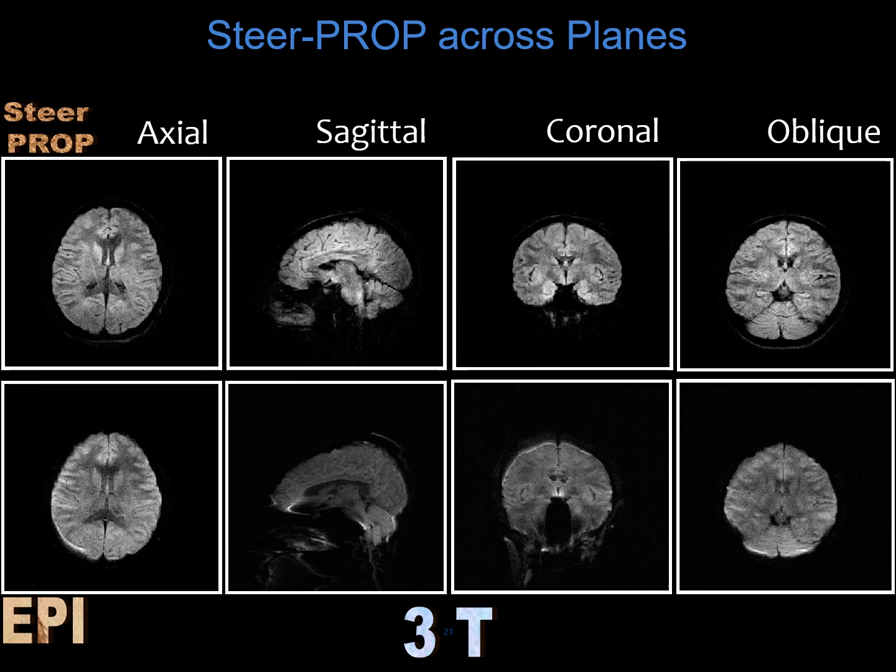In the final experiment, we compared the performance of steer prop with respect to single-shot EPI, particularly on non-axial planes. The bottom row images show the acquisition from single-shot EPI, and images on the sagittal, coronal, and oblique planes show significant gross distortion. The steer prop, on the other hand, does not show any artifacts and is devoid of any of these imperfections. Thus, we can see that steer prop can be used as an alternative sequence even compared to single-shot EPI on all planes.